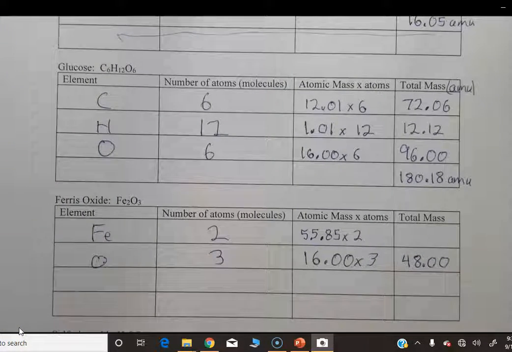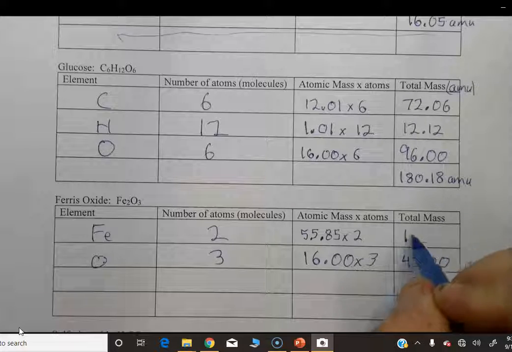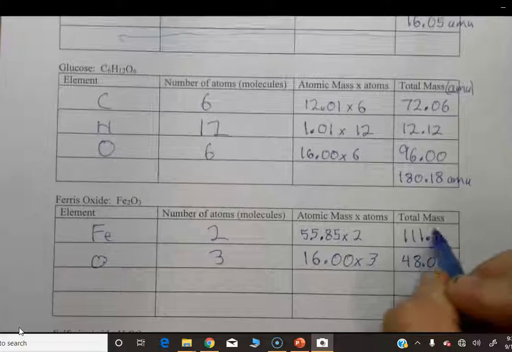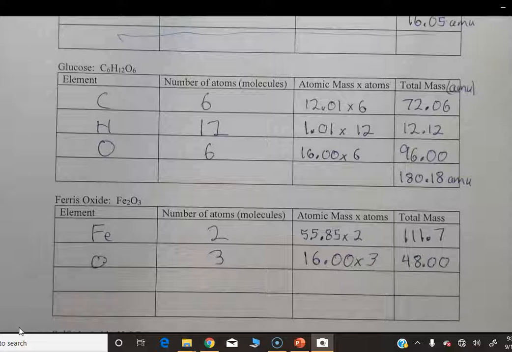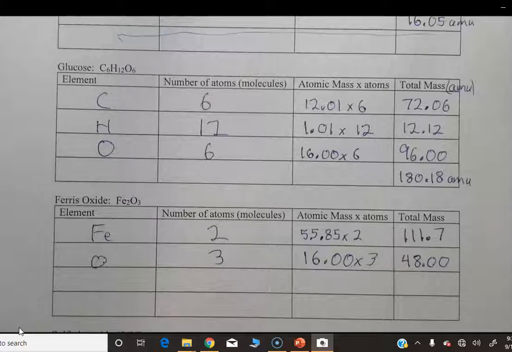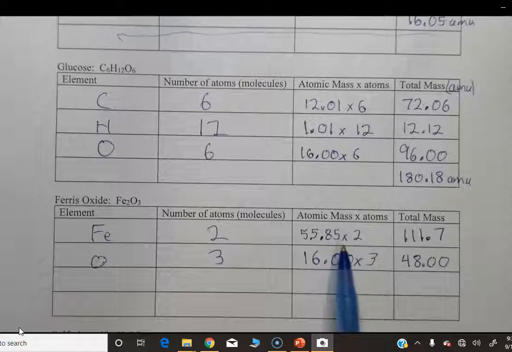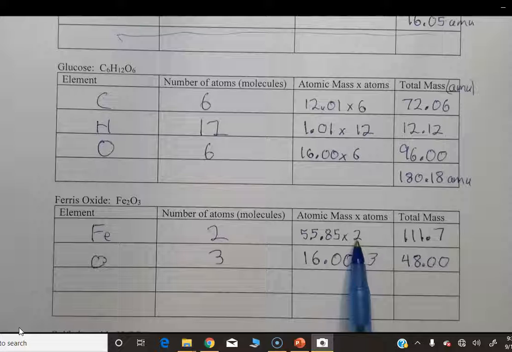Okay, and when we do that multiplication, we have 111.7. I'm not going to worry too much about significant figures here at this point, although that would be 4 significant figures. Let me make a point. If you're multiplying by a whole number of something, a point we didn't make before, this does not limit the number of significant figures. This is exactly 2.